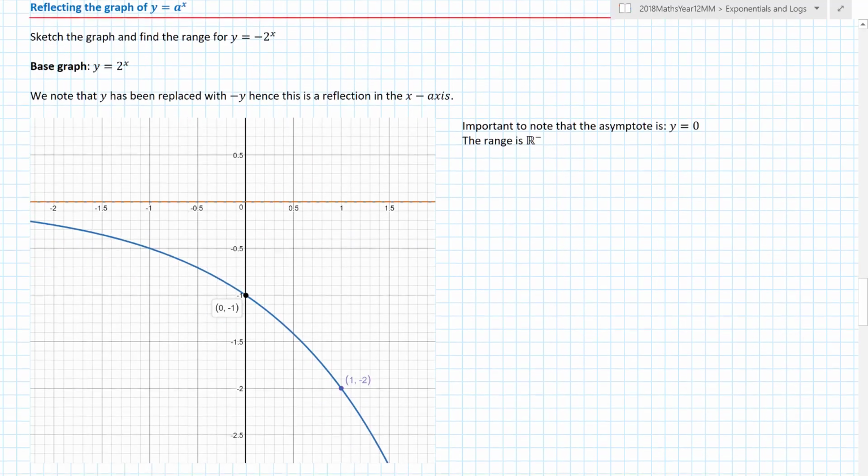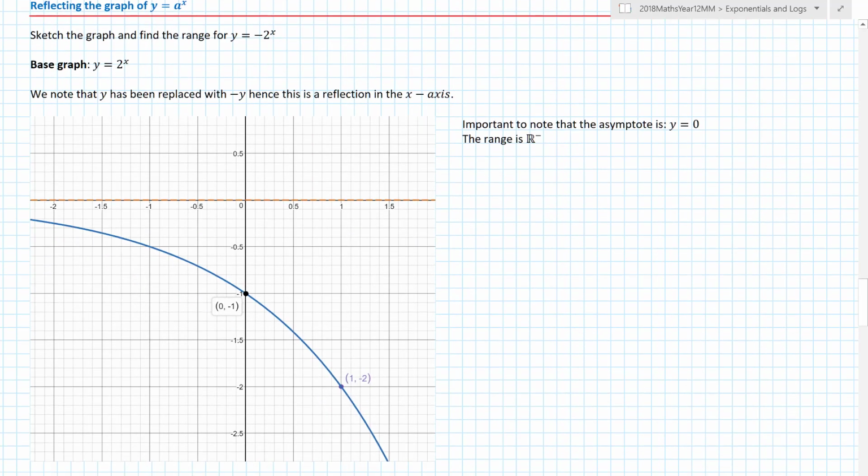Right, that's enough of that. Reflecting the graph of y equals a to the x. And again, sketch the graph and find the range for y equals minus 2 to the x.